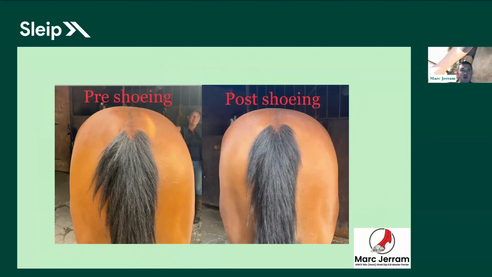And we can see pre-shoeing to post-shoeing. So this is the static perspective. Although we haven't got perfect symmetry behind, I think obviously we can all agree that's much more like it. It's much more functional for the upper limb to work in a symmetrical pattern.